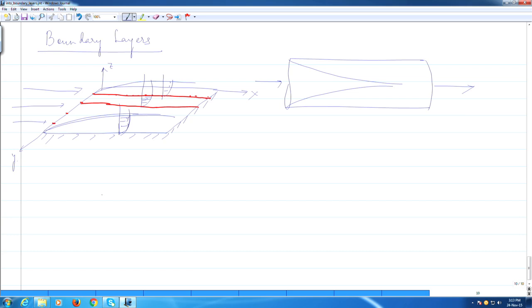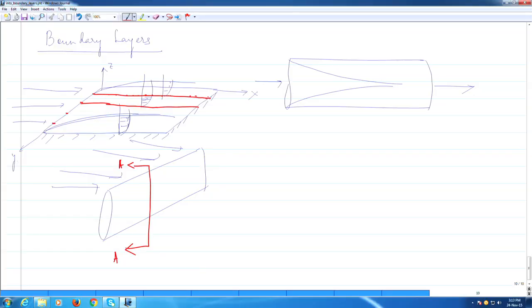There is also flow past a cylinder. If I were to draw a cylinder this way, the fluid comes in this way. If I take a section along this and cut through the cylinder, what I will see is just a circle, which is similar to here.